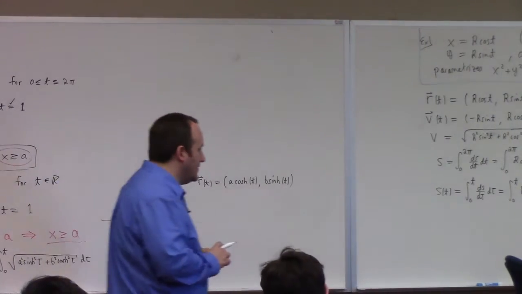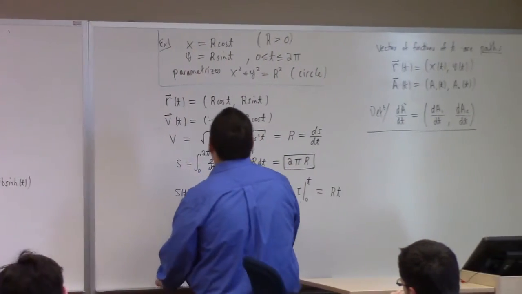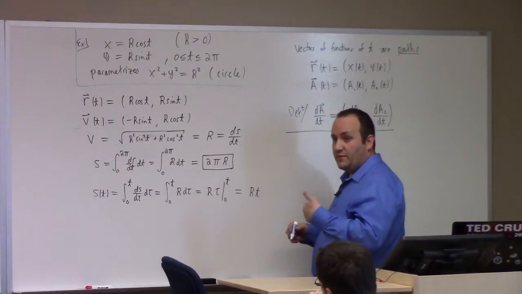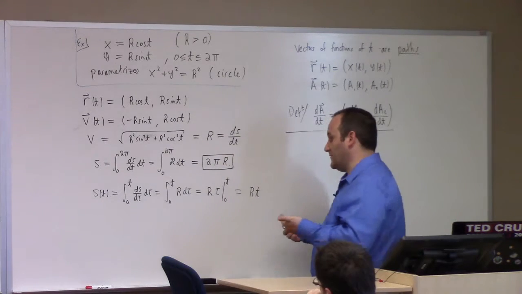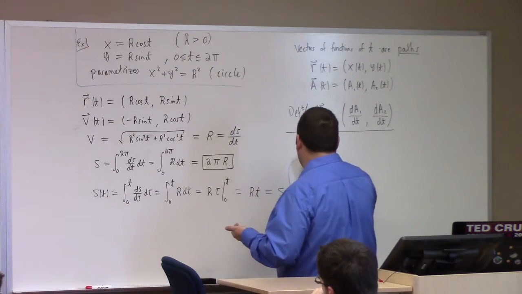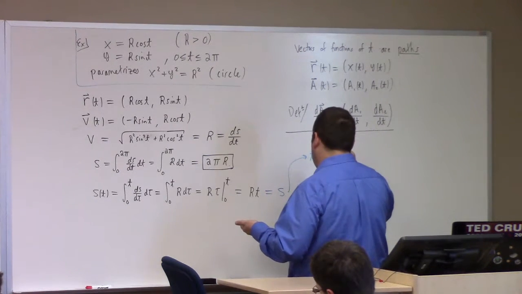There's an interesting thing you can do. You can take the curve you're given, and you can rewrite the curve. You can reparameterize the curve in terms of arc length if you want. So what I have here is R t is equal to s. So what's that say? That says t is equal to what? s divided by R, right?